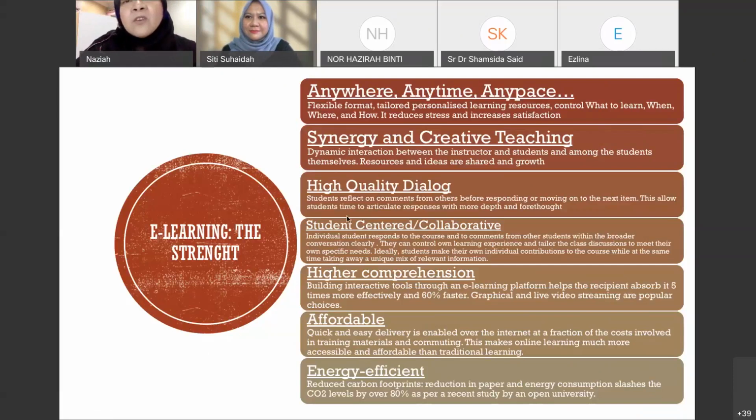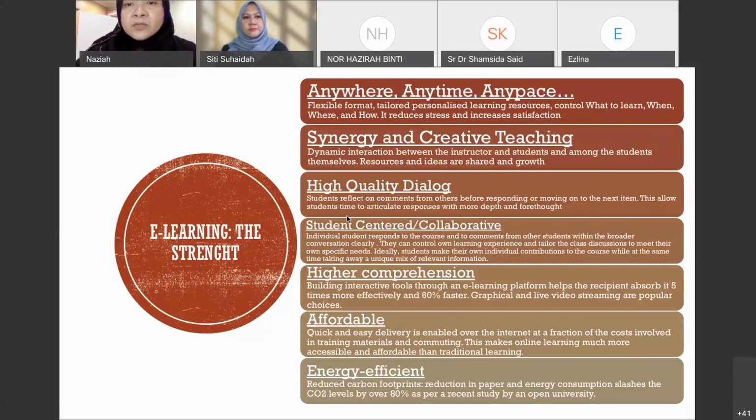And we can offer this synergy and creative team, where dynamic interactions will take over the difference between instruction and the students. Resources and ideas can be shared. It can nurture high quality dialogues between students, reflecting on comments from others, from educators, from lecturers, responding to the directions and moving on to the next task. This allows the student time to articulate responses with more depth and more thought. It's more student-centered and collaborative, as mentioned earlier.